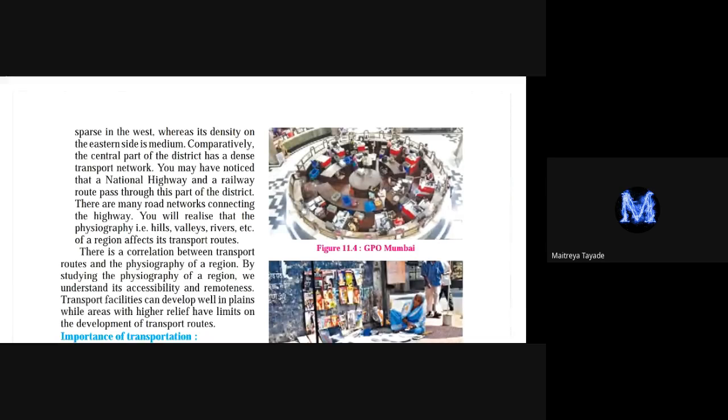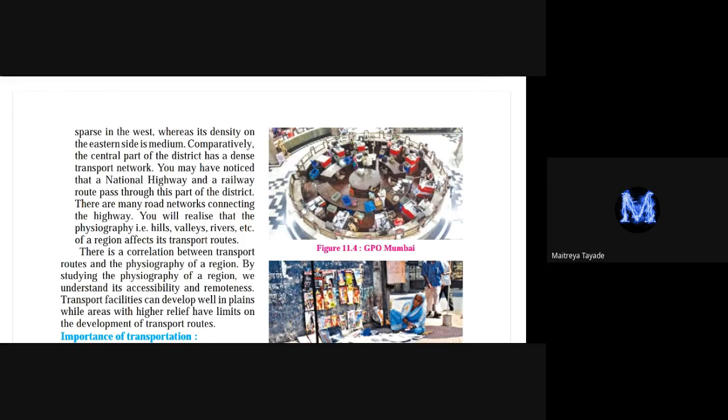By studying the physiography of the region, we understand its accessibility and remoteness. When we study the physiography of some areas, we can easily understand which part is a remote part, and where we can easily access. There are some parts that we can easily access, and there are some remote parts where you cannot easily go, you cannot easily visit those places.